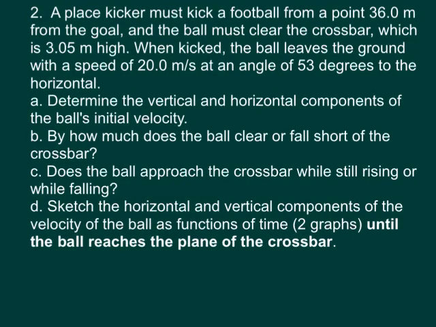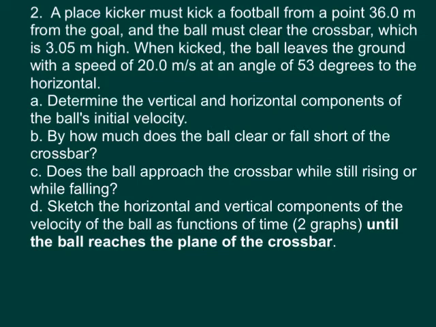For our second example problem, we're going to have a place kicker kicking a football, and the idea is that the football is going to be 36 meters from the goal, and it has to clear the crossbar, and you're given the height of the crossbar. We know the speed and the angle at which the ball is kicked.